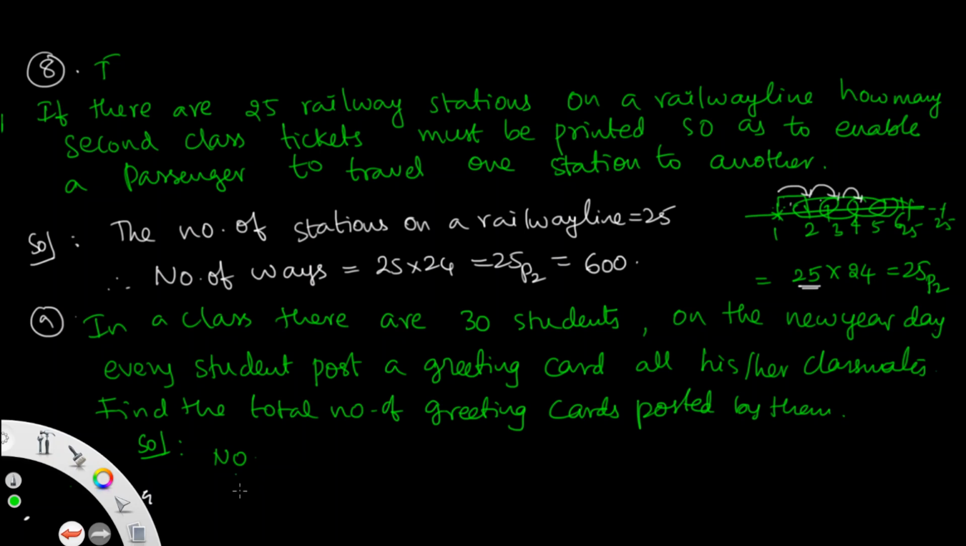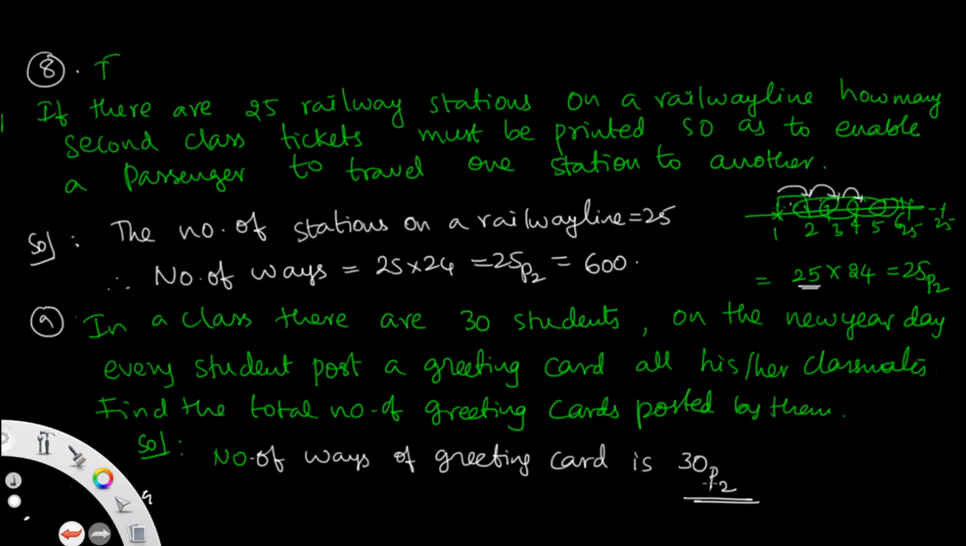Therefore the number of ways of greeting cards is denoted by 30 P2. 30 students are there. Out of 30 students, they are giving a greeting card to a student, an arrangement of 2 persons. So if one is giving the greeting card to all his friends, that is, classmates, it is denoted by 30 P2. The number of persons is 30 and they are giving to each other.